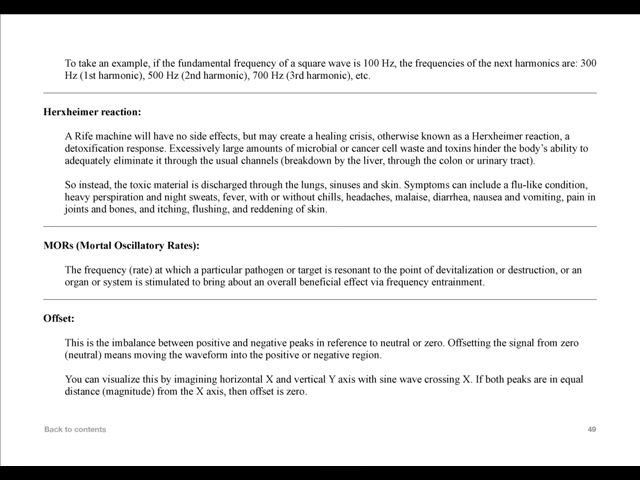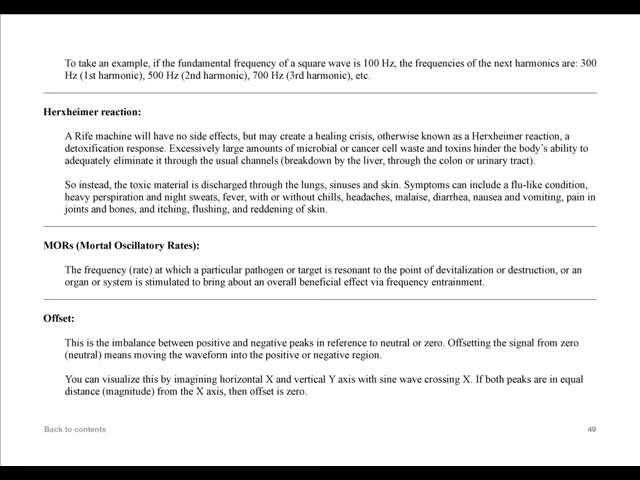Offset: this is the imbalance between positive and negative peaks in reference to neutral or zero. Offsetting the signal from zero neutral means moving the waveform into the positive or negative region. You can visualize this by imagining horizontal X and vertical Y axes with a sine wave crossing X. If both peaks are an equal distance (magnitude) from the X axis, then offset is zero.